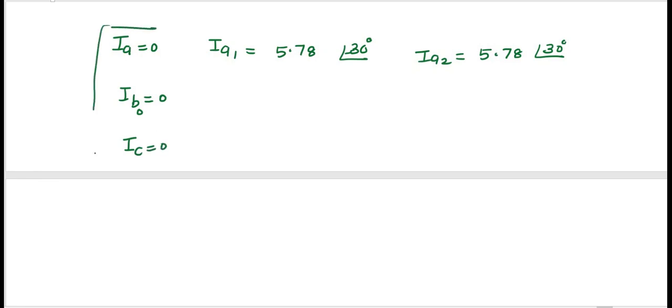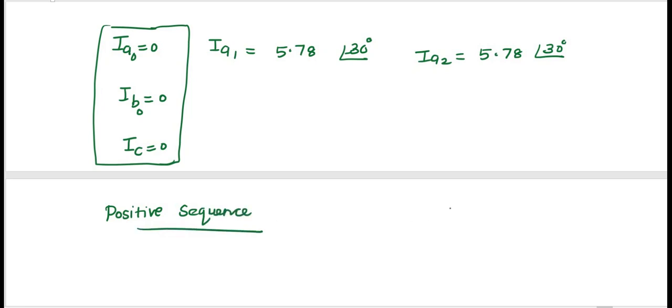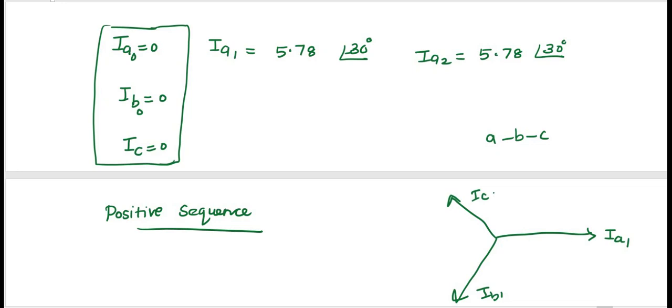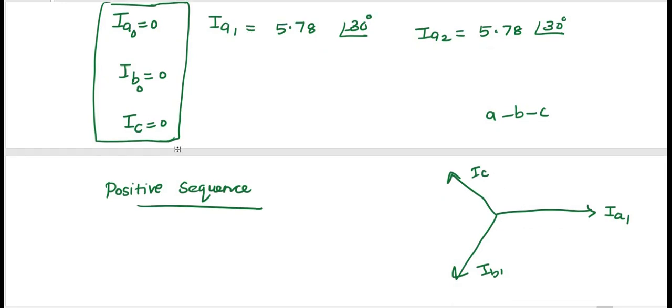Next I am going to find out IB0 and IC0. The zero sequence component is over, there is no phase difference, IA0. And next the positive sequence component: remaining IB1 and IC1 I am going to find out. First I have to mark IA1. So what is the phase sequence? A, B, C. This is the phase sequence of the positive sequence component. So IB1 here and this is IC1. The angle between any two of these is 120 degrees.